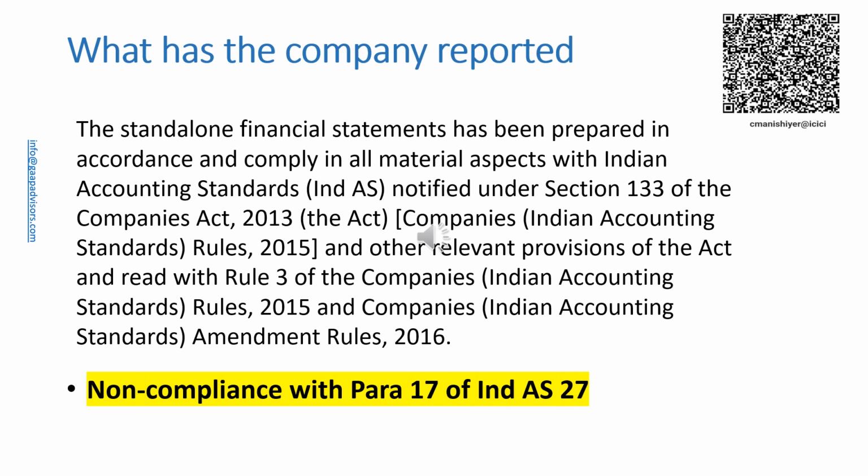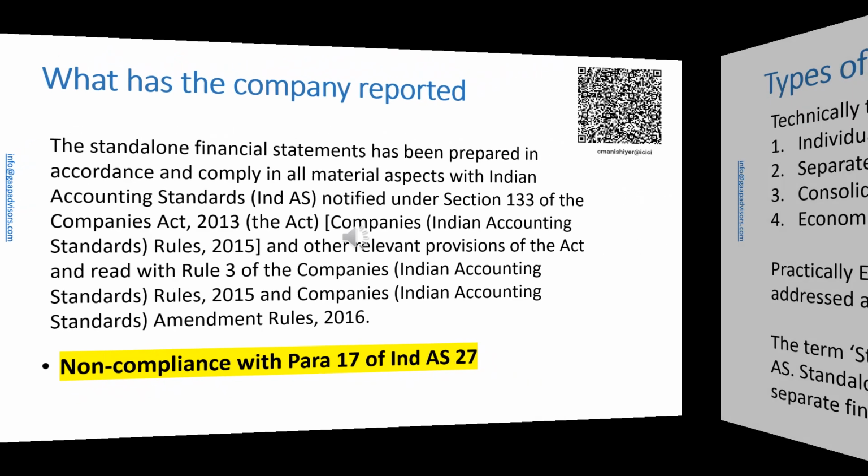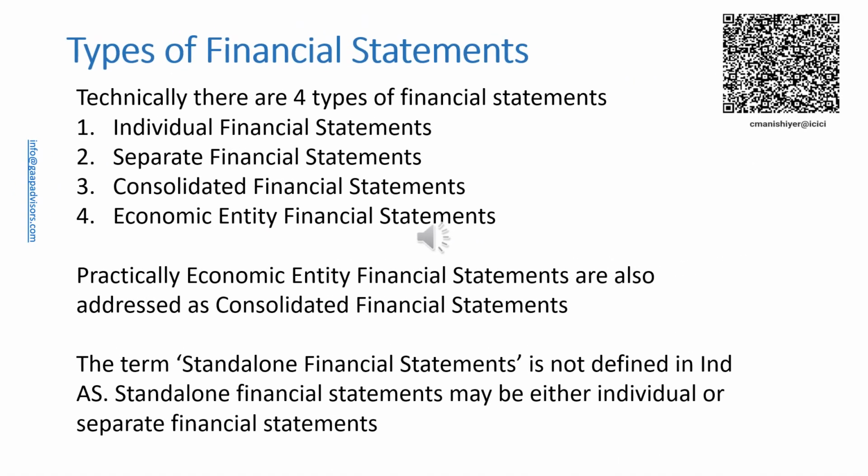There is a separate video on Gap Advisors channel explaining the types of financial statements. However, we have explained in brief the types of financial statements in Ind AS in the next slide. Technically, there are four types of financial statements. One, individual financial statements. Two, separate financial statements. Three, consolidated financial statements. And four, economic entity financial statements. Individual financial statements are prepared by an entity that does not have any subsidiary, joint venture, or associate.